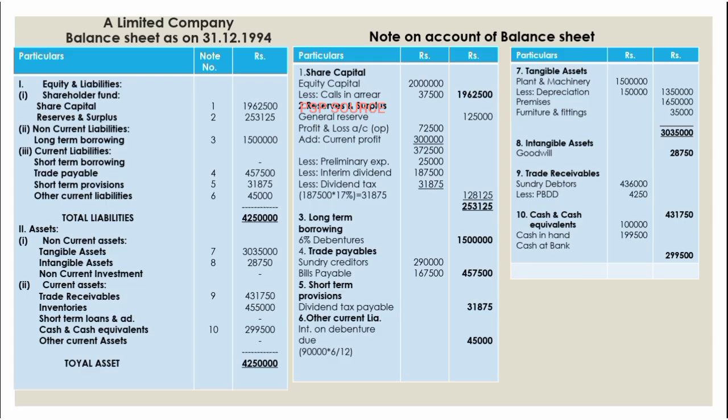4,55,000. Short-term loans and advances not there. Cash and cash equivalent rupees 2,99,500. Other current assets not given in the problem. So if you add these two subcategories, that is non-current assets and current assets, we'll get 42 lakh 50,000. Okay. So in our further videos, we'll see various problems with solutions.